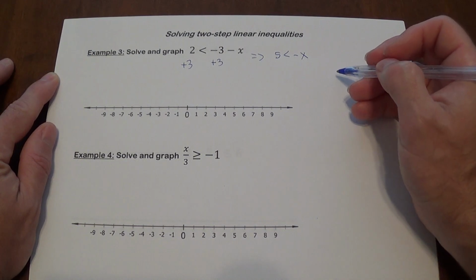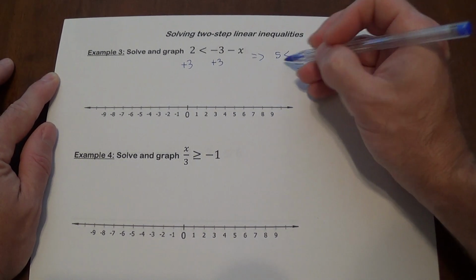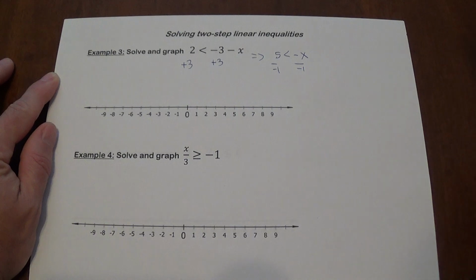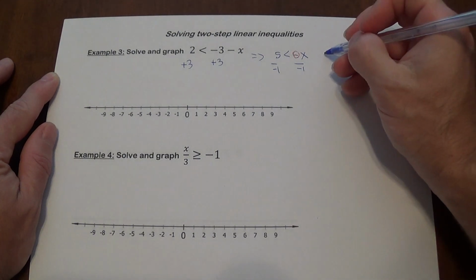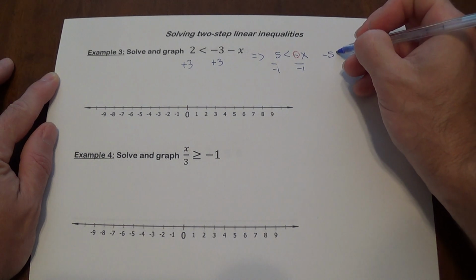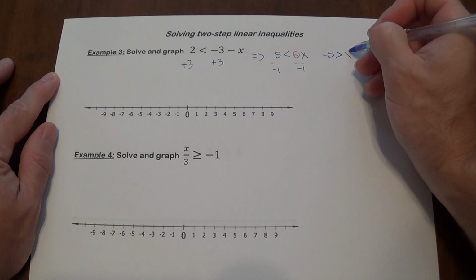So here's what we need to do. We need to divide first of all by negative 1. And since this number is negative, we're going to need to flip the sign. So that's going to give us negative 5 is greater than x.